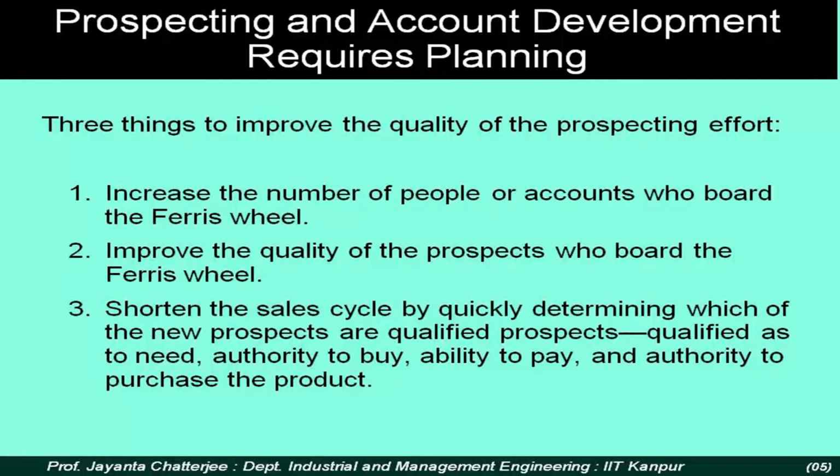So 3 things to improve the quality of the prospecting effort: increase the number of people or accounts who are coming into the Ferris wheel, because one customer coming into the Ferris wheel means you can generate possibilities of 3 more prospects easily. Improve the quality of the prospects, obviously. That means the better is your relationship, the warmer is your transaction with somebody coming on board, the greater will be the chance of getting derivative prospects. And another thing, which is very important, is to shorten the sales cycle. That means the faster you can convert a prospect into a sale.